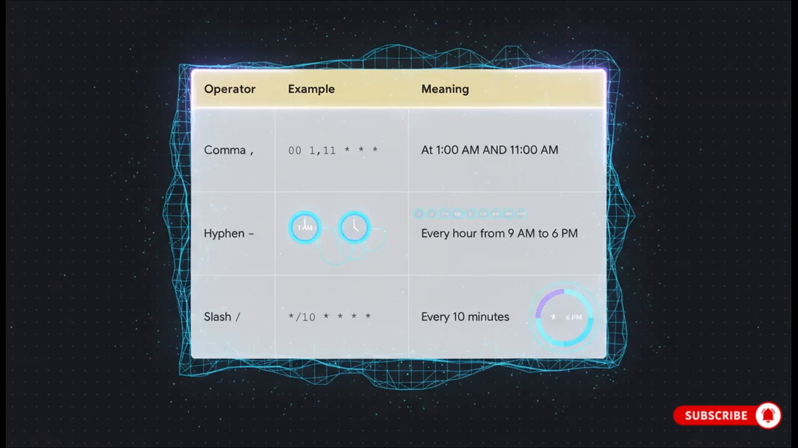This is where it gets really interesting. The real power comes when you combine these special operators. The comma lets you specify multiple distinct values, like at 1 a.m., 5 a.m., and 11 a.m. The hyphen defines a range, like every hour between 9 a.m. and 6 p.m. And the slash sets a step or an interval, like run this every 10 minutes. This is how you build truly useful schedules.